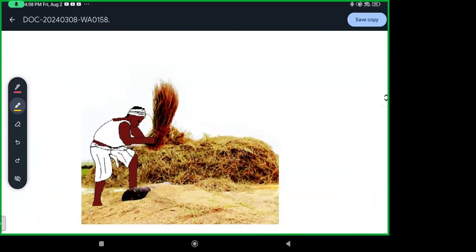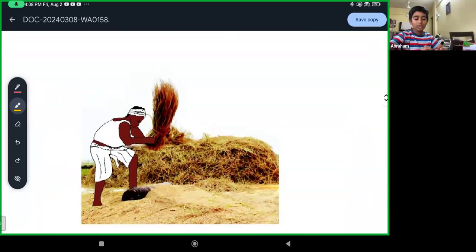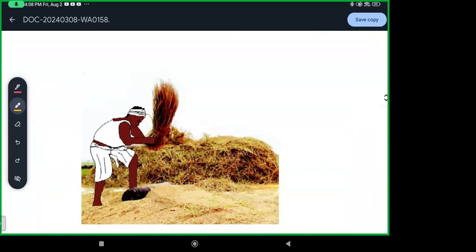Yes, Abraham. Ma'am, in the Bible it also mentions the threshing floor. Yes.